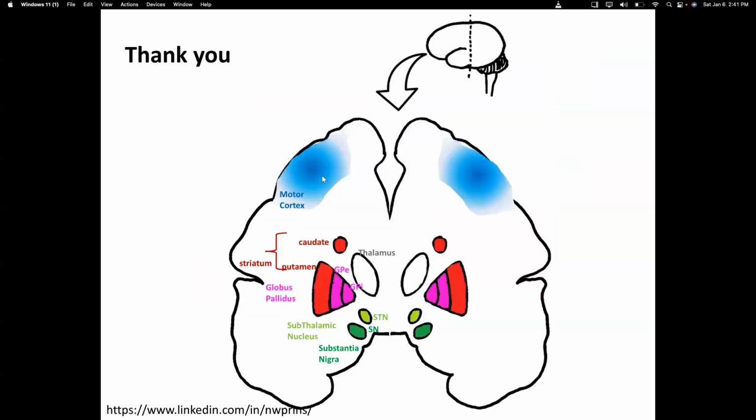So that is how the direct and indirect pathways work. And I want to reiterate that I have oversimplified this. And hopefully very soon I'll do another video talking about Parkinson's and also what deep brain stimulation does in Parkinson's.